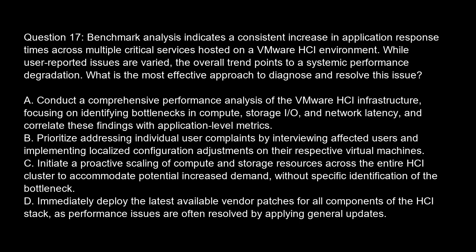Option A. Conduct a comprehensive performance analysis of the VMware HCI infrastructure, focusing on identifying bottlenecks in compute, storage I/O, and network latency, and correlate these findings with application-level metrics. Option B. Prioritize addressing individual user complaints by interviewing affected users and implementing localized configuration adjustments on their respective virtual machines. Option C. Initiate a proactive scaling of compute and storage resources across the entire HCI cluster to accommodate potential increased demand, without specific identification of the bottleneck.